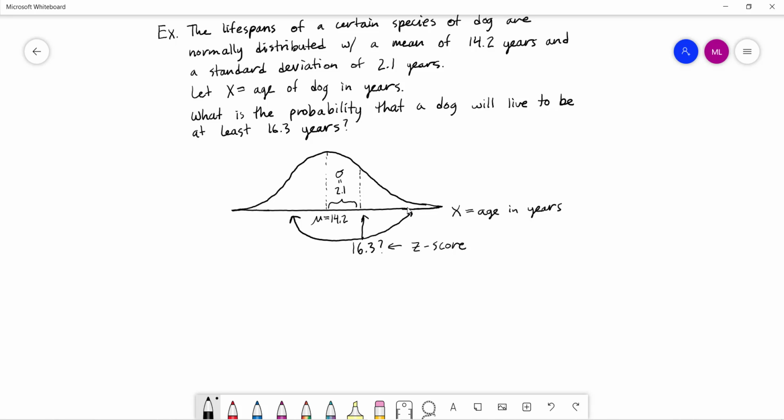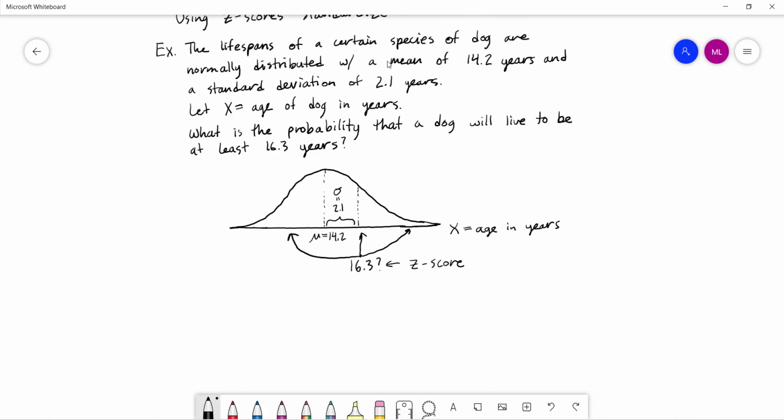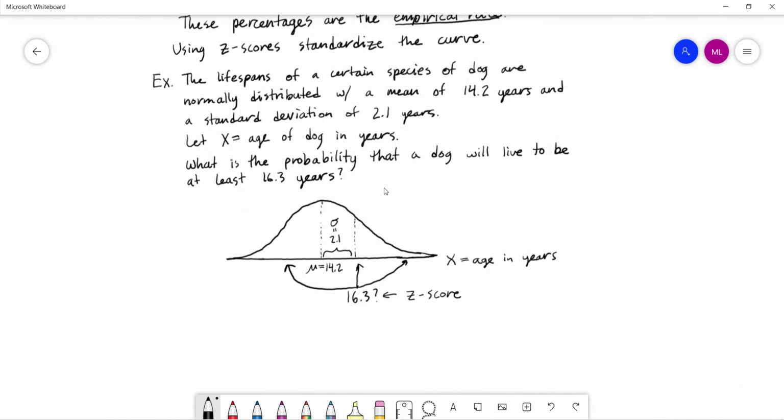But in order to use the table, for example, I don't want to have a separate table for this species of dog's ages. I don't want to have a normal distribution table that has to do with this type of dog and the lifespan of this dog. And then I would need another table for the lifespan of a different species of dog. And maybe we're not interested in dogs. Maybe we're studying cats. I'd need a different table for the lifespan of this type of cat.